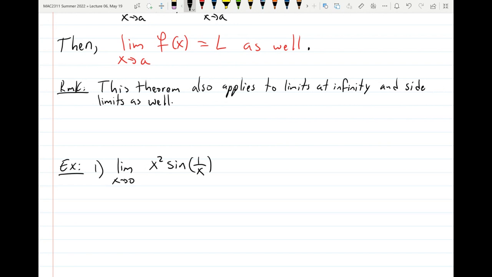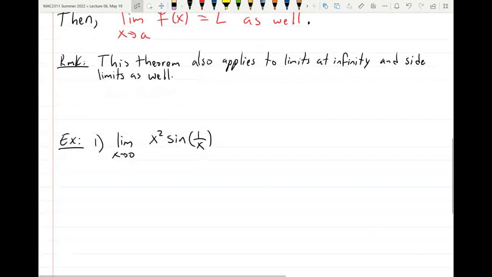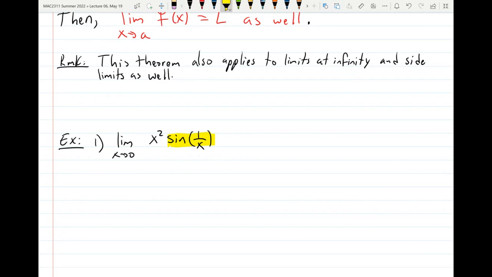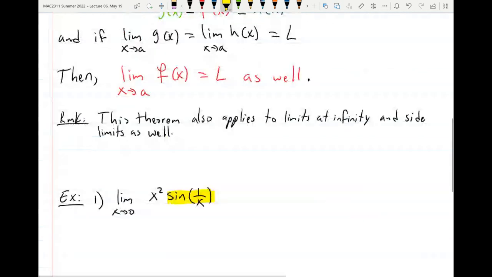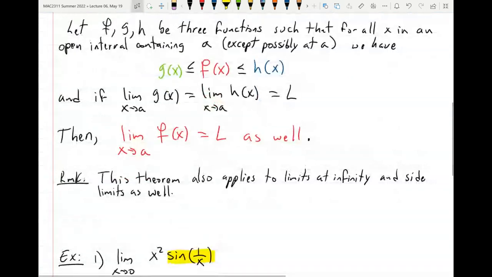None of the techniques that we have discussed will help us here. There's no factoring, nothing really that we can do. So let's try the Squeeze theorem. And why does the Squeeze theorem seem like a reasonable choice? Because we have this sine function. And remember, this is our middle function, x squared times sine of 1 over x. This is our f in the statement. Our job is to find g and h.